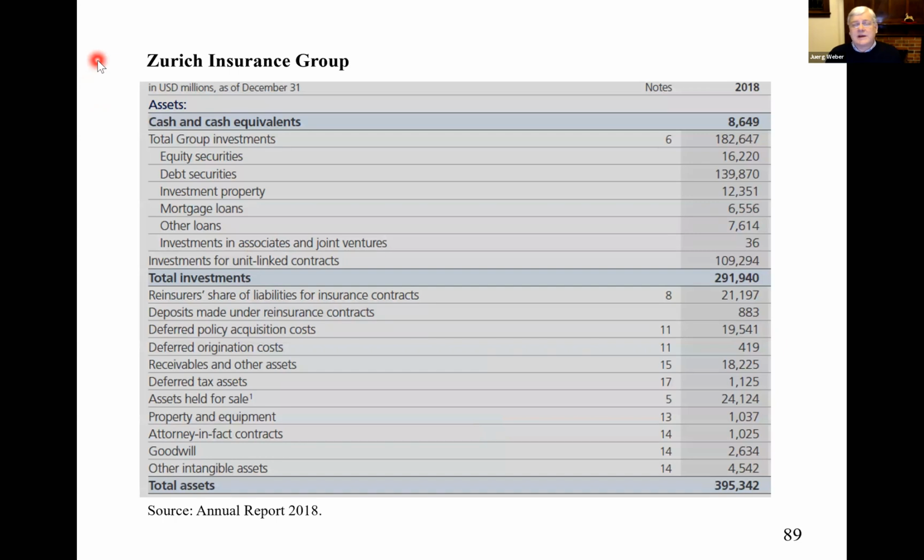Now let's look here at the balance sheet of Zurich Insurance. Zurich Insurance used to be very active also in South Africa. It's a Swiss company. So amongst assets, here it's for December 31st, it's a balance sheet, so it gives us a situation on a specific date.